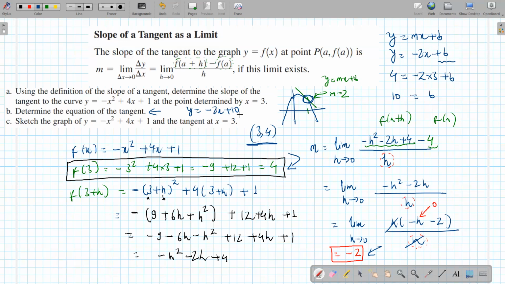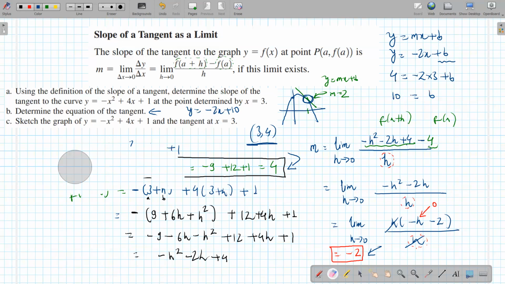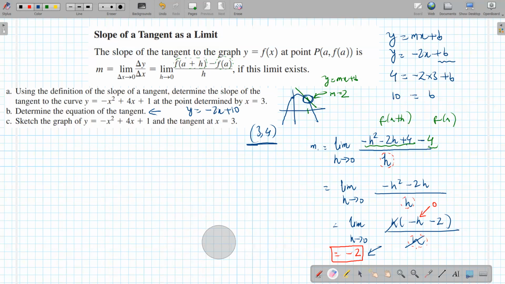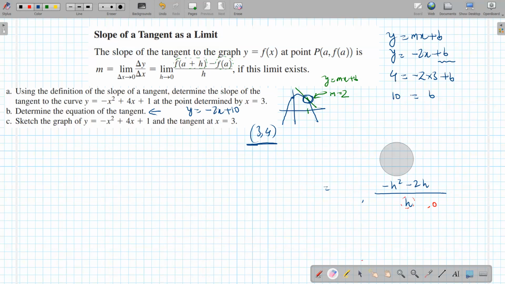Part C now is asking us to sketch this. It's easier said than done. How do you sketch this? To sketch a quadratic, you need 3 different things: the x-intercept, the y-intercept, and the vertex. Do we know anything from the main equation? What do we know? We know that the y-intercept is 1, right?